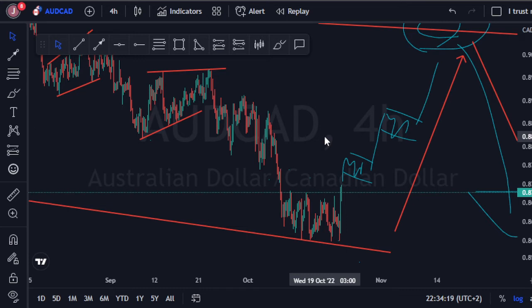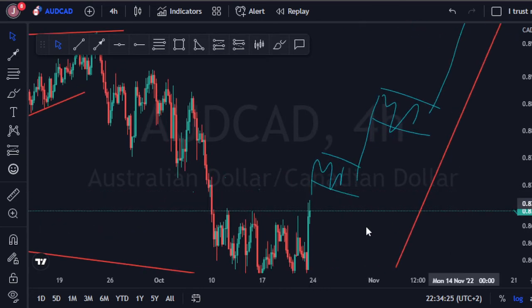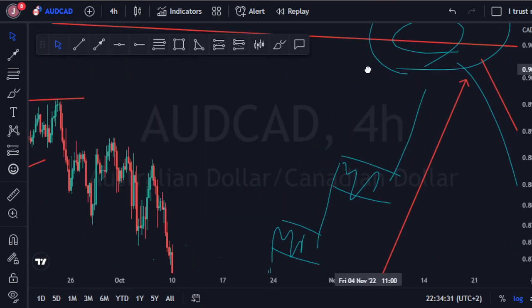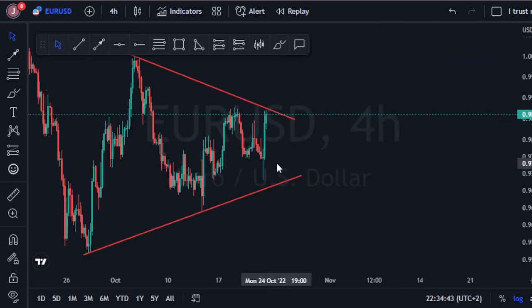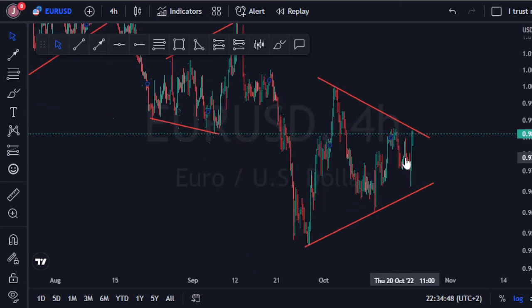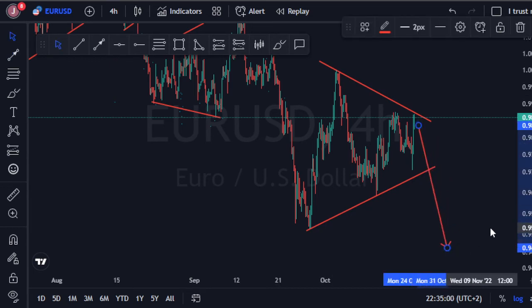Just keep an eye out for those two probabilities. Remember, the first one is a sell continuation, and the second one is this bullish impulsive move, bullish wave to the upside. So now let's go to EURUSD. Like I said, remember in EURUSD, I was looking for this pattern to complete and then hopefully give me sells to the downside.